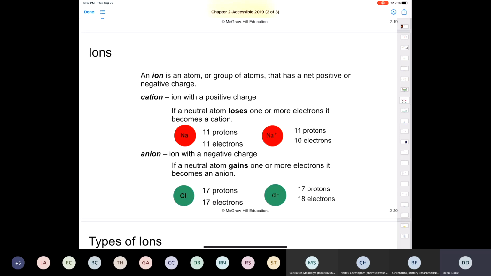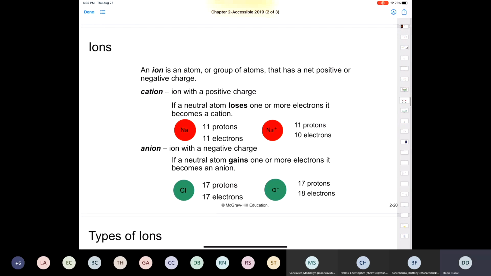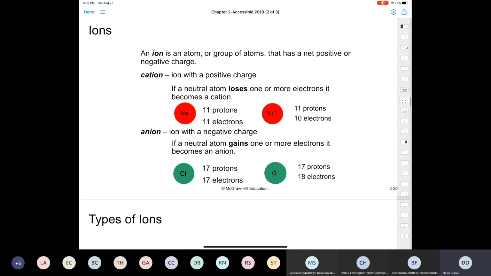All right. So if we were in class, face-to-face, I'd ask you if you'd heard of an ion. But an ion is simply an atom or a group of atoms that has a net positive or negative charge. So some kind of charge. And of course, I'm sure you're all perfectly aware that there are two types of charges, positive and negative charges. And so if an atom or a group of atoms has a positive charge, we call that a cation.